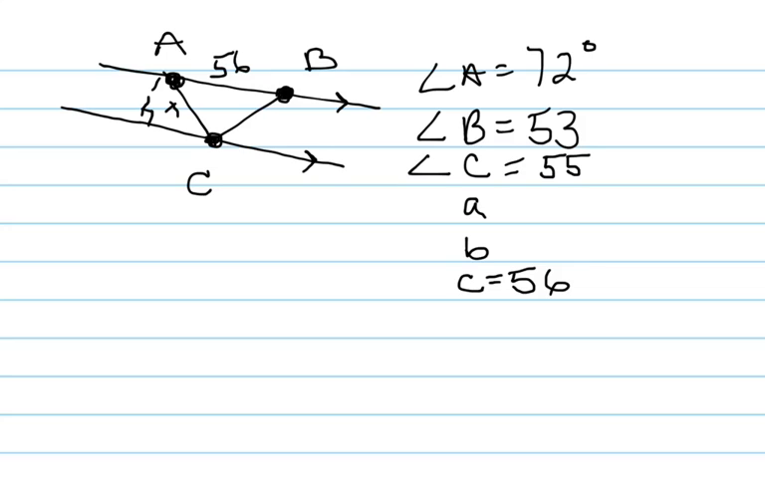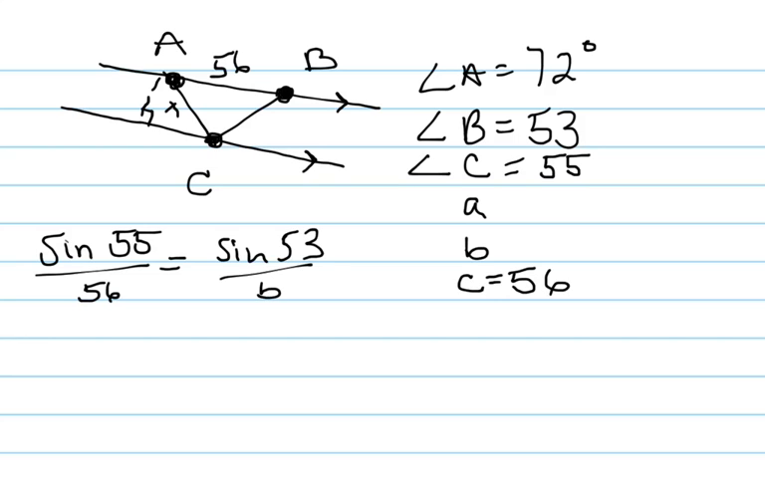So let's see. We're going to say sine of 55 over 56 equals sine of 53 over B. Work that out. You find out that B is equal to 54.6 feet. So from point A to point C across the river is 54.6 feet.